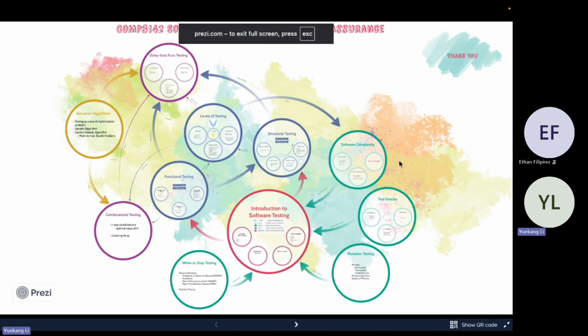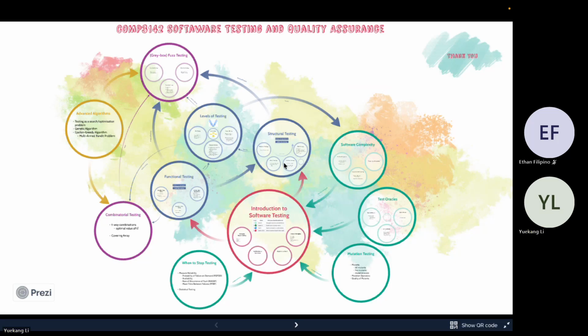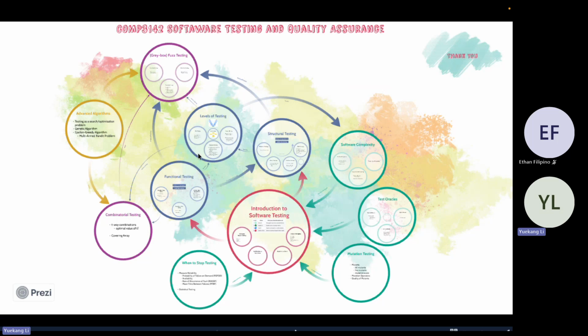As you can see here, this is a knowledge graph, literally a graph of what we have learned through this term. Different colors have different meanings. The red color is the basic introduction of the basic concepts. The blue ones are the basic techniques like black box testing, white box testing, and different levels of testing. So these are the most basic types of testing techniques.